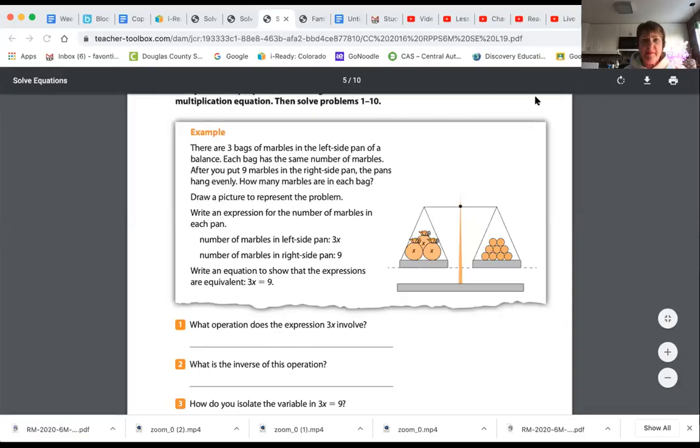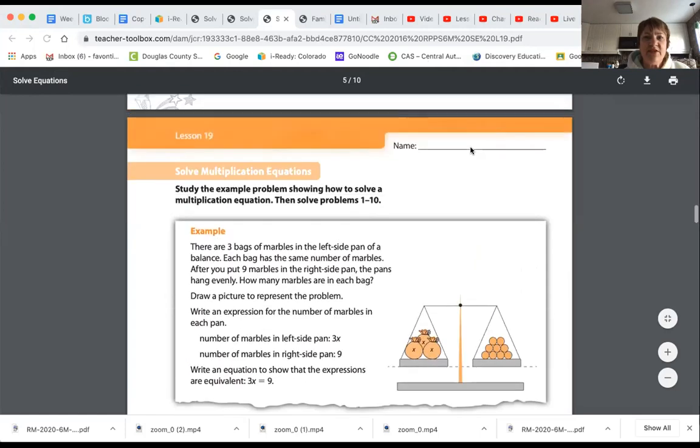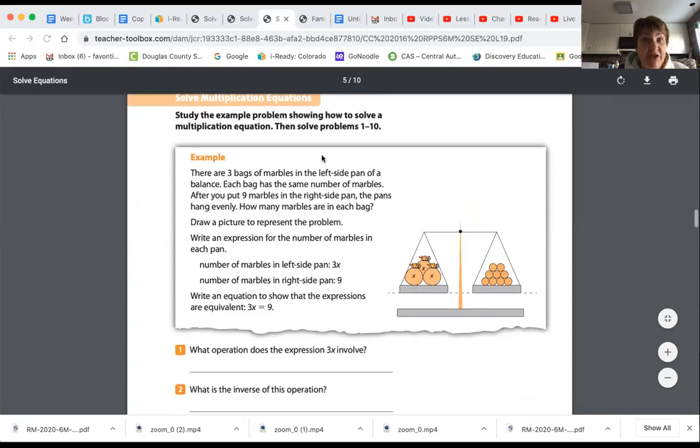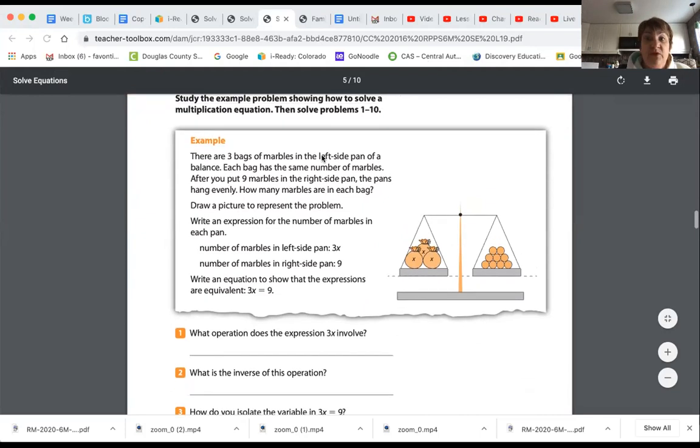Well, welcome back. Here we are. Okay, so this is page 207, 208, and it says study the example problem showing how to solve a multiplication equation, then solve problems 1 through 9. Check it out. There are 3 bags of marbles in the left side of a balance. Each bag has the same number of marbles. After you put 9 marbles in the right side, the pans hang evenly. How many marbles are in each bag?